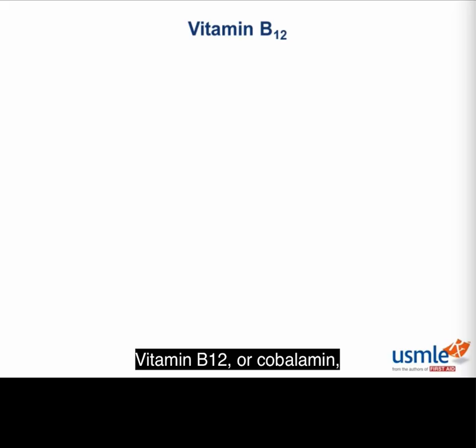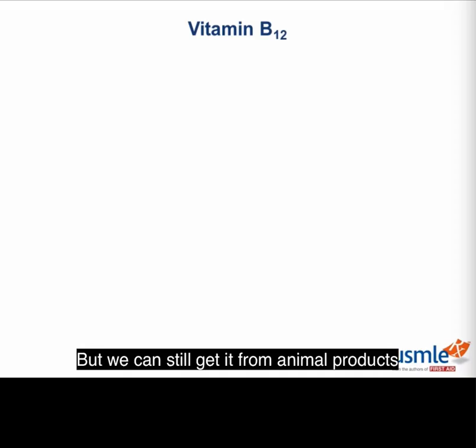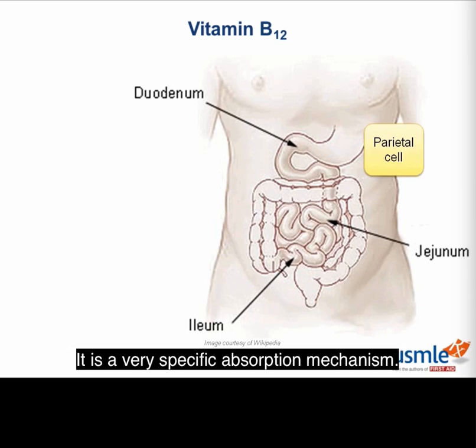Vitamin B12, or cobalamin, is only made by bacteria. None of the plants or animals that we eat can make it on their own, but we can still get it from animal products since they get it from bacteria in their bodies. It has a very specific absorption mechanism.